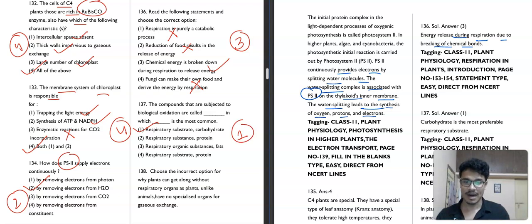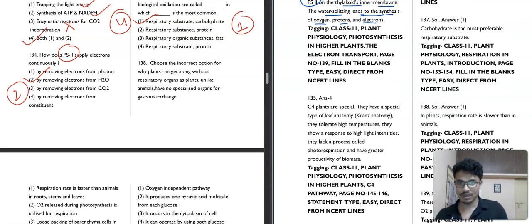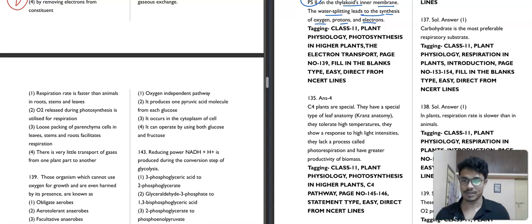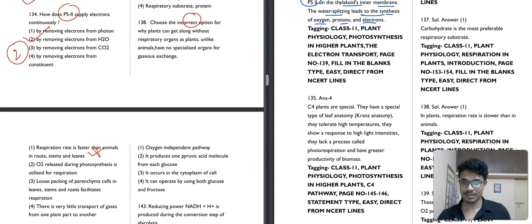Then question number 138. Choose the incorrect option. Why can plants get along without respiratory organs? Plants, unlike animals, have no specialized organ for gaseous exchange. And the options given: respiration is faster than animals in roots, stem and leaves. What is it saying? This is not correct, right? Respiration rate is faster than animals in root, stem and leaves is not correct. Since I have to choose the incorrect one, with respect to incorrect, it is correct.